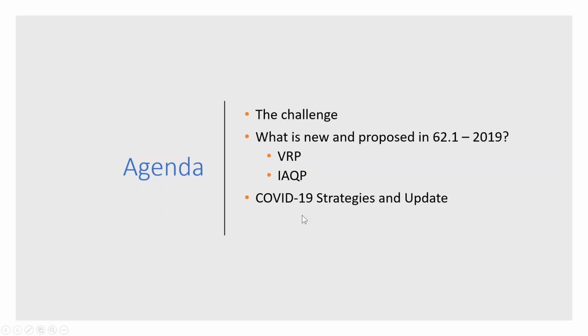This is the agenda for today. The challenge we face designing buildings, and what's new and proposed in the ASHRAE Standard 62.1 2019 version. I'm going to talk specifically about the two procedures for mechanical ventilation rates. The first one, the ventilation rate procedure. The second one, the indoor air quality procedure. And as I mentioned, we'll finish with COVID-19 insights.